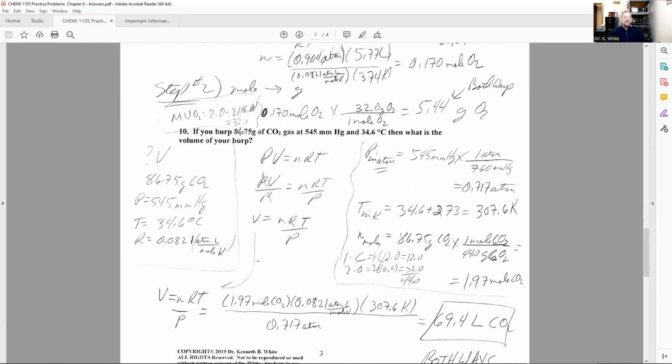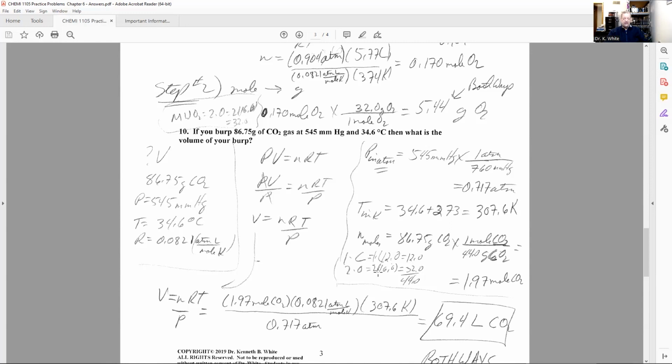I'm sorry. But anyways, if you burp 86.75 grams of CO2 gas at 545 millimeters of mercury and 34.6 degrees C, what's the volume of your burp? We're trying to find volume, V. If you look at this, oh, by the way, I would have written 15 points there. If you look at this, nothing is changing. You have a weight, a pressure, a temperature, and you're asked to find a volume.